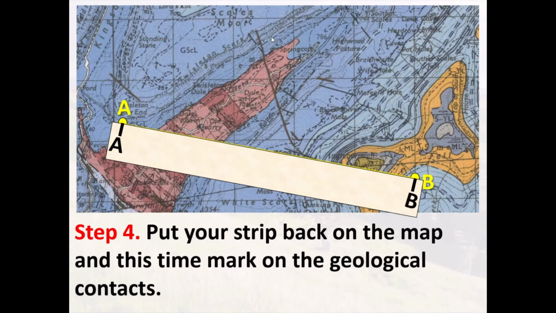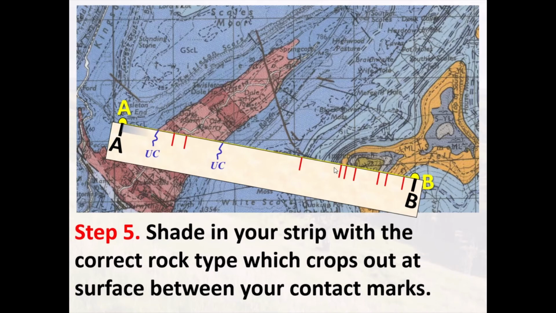Then I can put my strip back onto the map and this time mark on my geological contacts. So I've marked on the two ends of my unconformity, and then I've marked on the contacts between the different rock types. Some of these things I've grouped together, like I'm not going to draw each one of these individual limestone beds. Instead I'm going to group them together. It'll just save me a bit of time without losing too much accuracy. And then I shade in the top of my strip the appropriate color, or I label it just so that I've got all of the information.